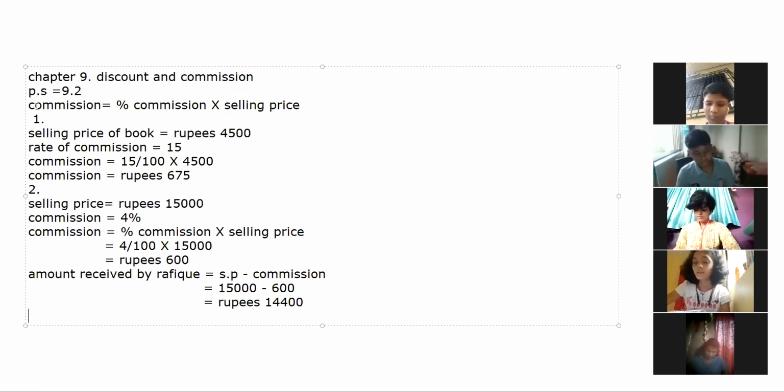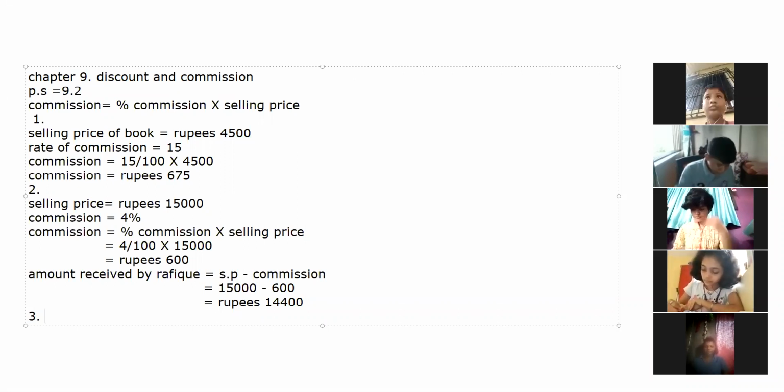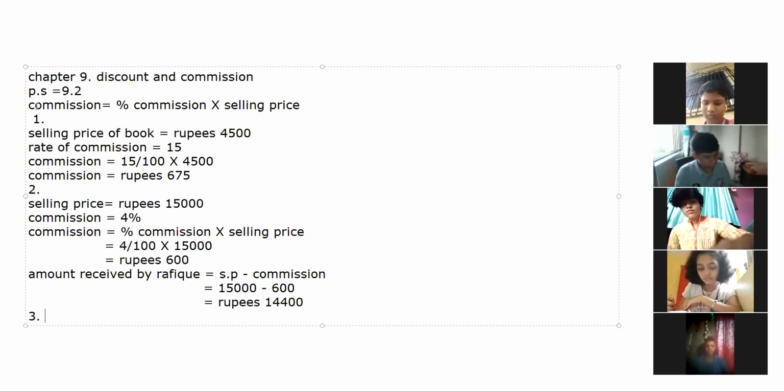See the third one, that is so easy. A farmer sold food grain for rupees 9,200 through an agent. The rate of commission was 2%. How much amount did the agent get? So, in short, they had told you to find out the commission, but in this question, they had not directly mentioned that you have to find commission. But they had asked how much amount did the agent get? Agent is a person who gets commission, right? So you have to find here again commission.